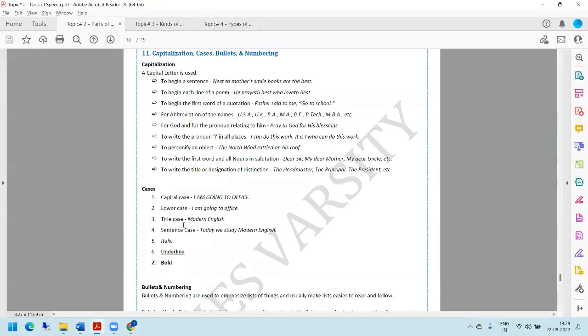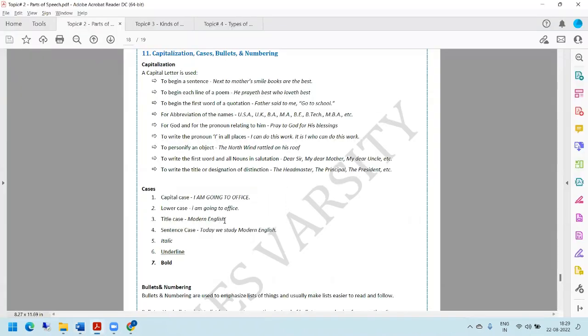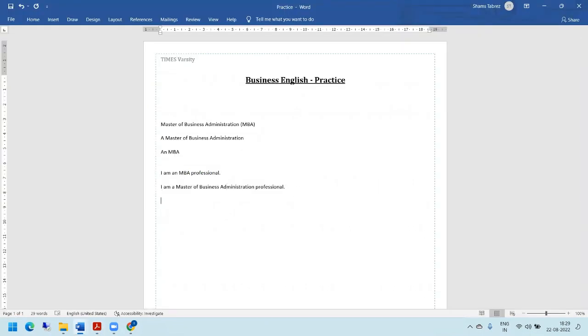Then there is also title case. So what happened now? Can you see Master of Business Administration? This is actually a title, a proper noun. As we know, all proper nouns must start with a capital. That's why in Master, M is capital here, B is capital here, and A is capital, because of Master of Business Administration. In that case, it is called title case. Okay, and then lowercase means every letter is in lowercase.